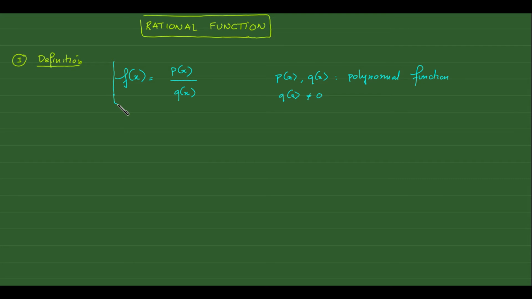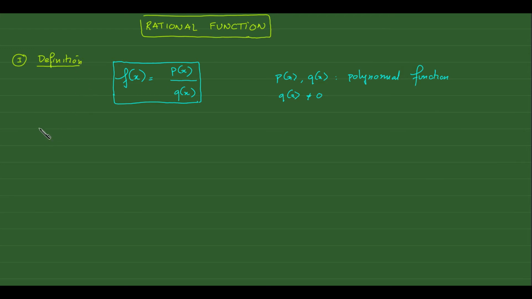Because p of x and q of x are polynomials, we know there are some conditions for an algebraic expression to be called a polynomial. The exponent must be positive, and the exponent cannot be a fraction or irrational number. For example, if the exponent is the square root of 2, then it's not considered a polynomial anymore. Or if the variable x appears as something else, like 1 over x, then it's not called a polynomial anymore.